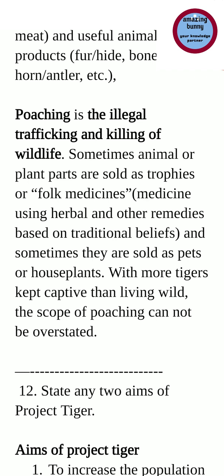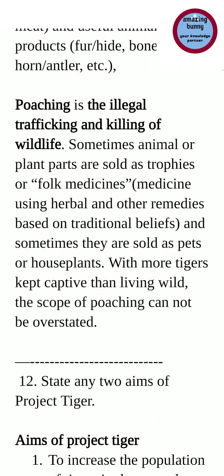Sometimes animal or plant parts are sold as trophies or folk medicines, that is, medicines using herbal and other remedies based on traditional beliefs, and sometimes they are sold as pets or house plants. With more tigers kept captive than living wild, the scope of poaching cannot be overstated.